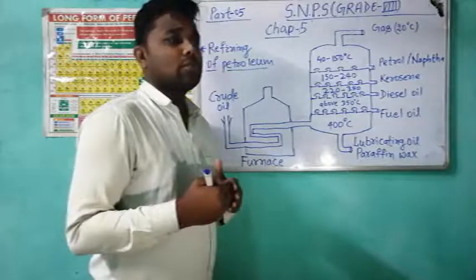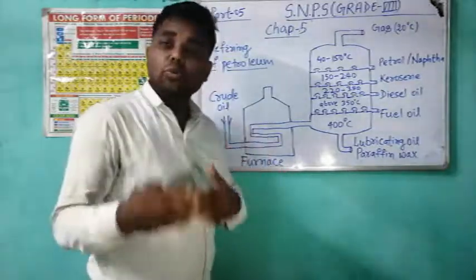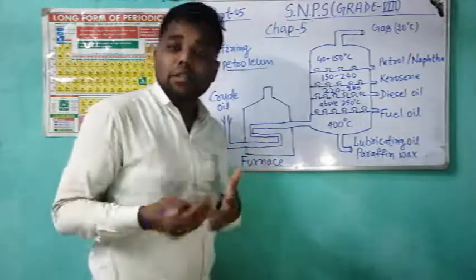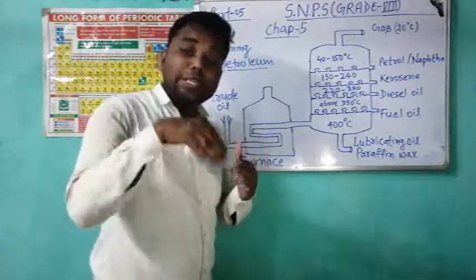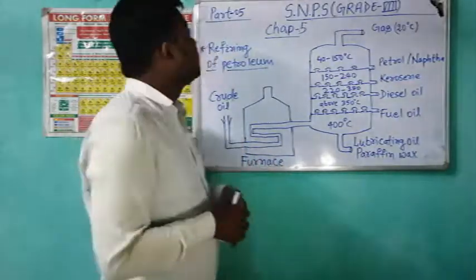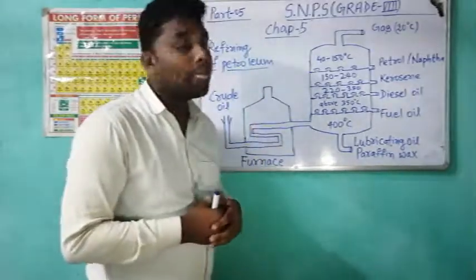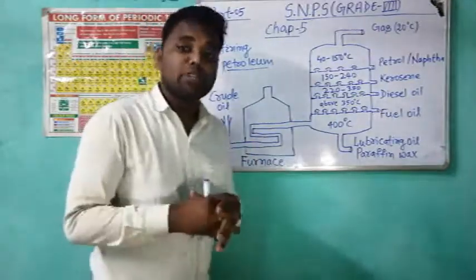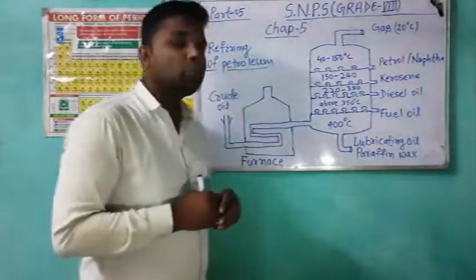In our previous class, we talked about petroleum. What is petroleum? How is it obtained from inside the earth's crust, because it is present very deep in the earth's crust, and a lot more about that. This is part 5, chapter number 5, grade 8. The chapter is coal and petroleum. So coming to our topic, that is refining of petroleum.